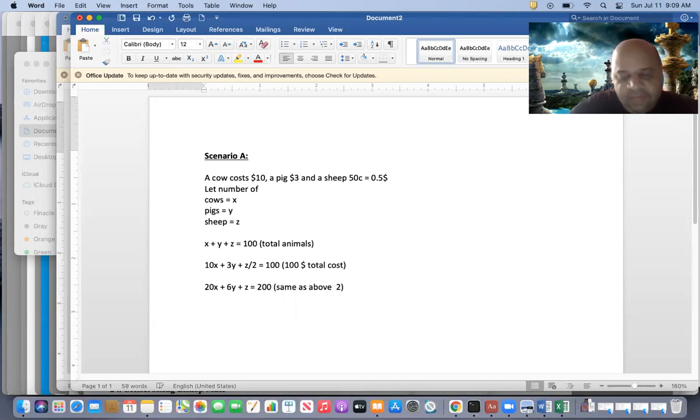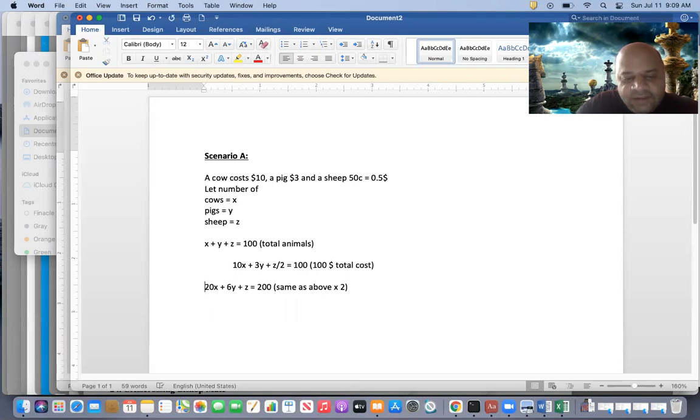Correct? Are you able to follow me? So this one, let us put it here. This was the equation. Now, first equation is X plus Y plus Z is equal to 100. Second is 20X plus 6Y plus Z is equal to 200, right? So now what we do is we subtract the first equation from the second equation.